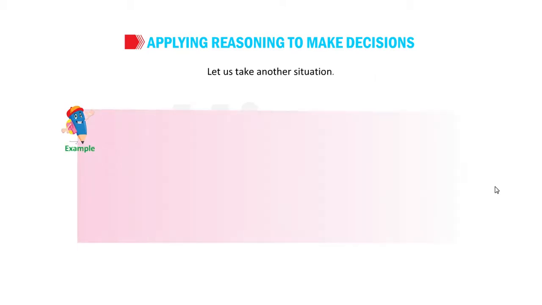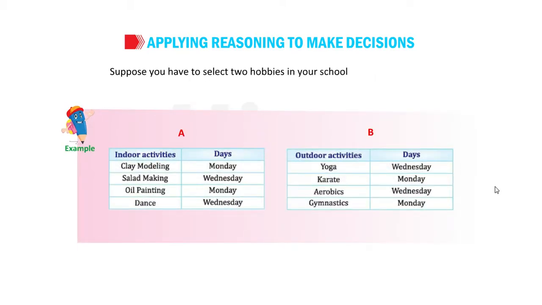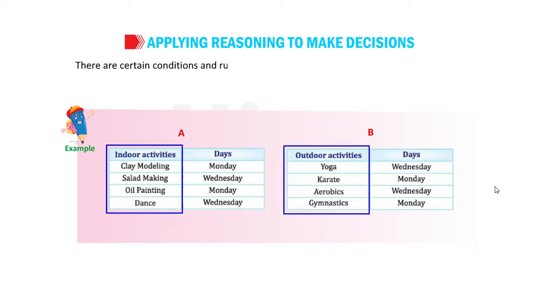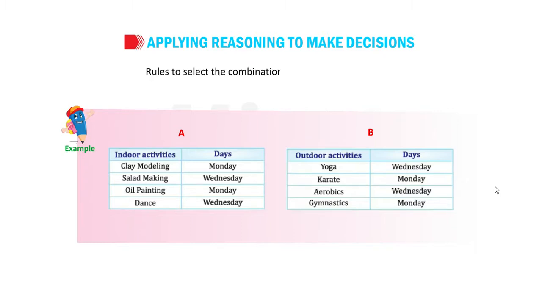Let us take another situation. Suppose you have to select 2 hobbies in your school from the given list. There are certain conditions and rules to be followed by every student before making the selection of the hobbies from the given list of 8 hobbies. Rules to select the combination of hobbies are as follows.